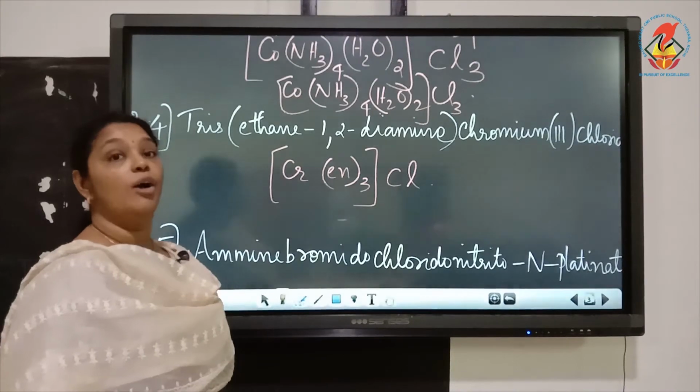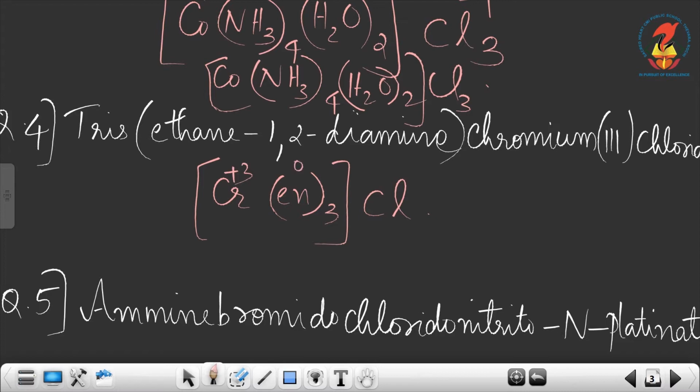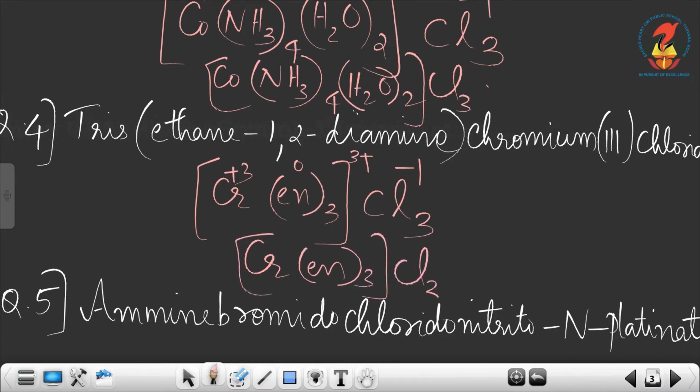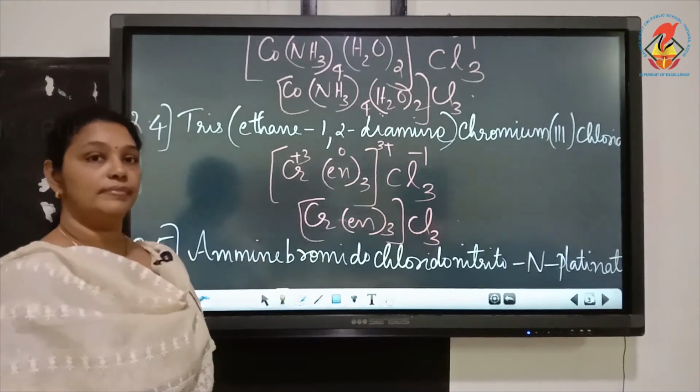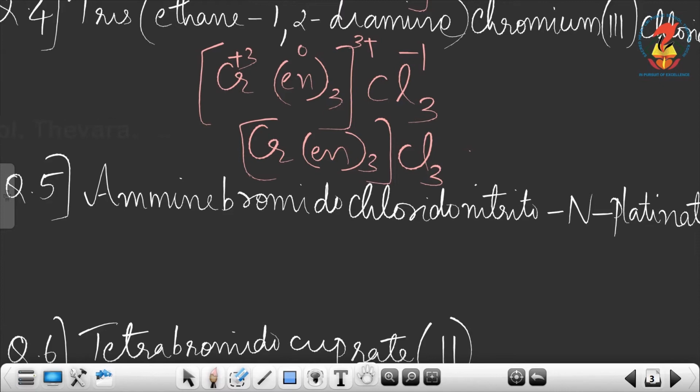Now you have to find how many chloride ions are required. For that, chromium charge is given as +3. Here the charge is 0 and this is X. So what will be X here? +3 + 0 will be equal to X. X will be equal to +3. So here chloride ion charge is -1, which means to make it -3 we need 3 chloride ions. So what will be the formula of the compound? [Cr(en)3]Cl3.